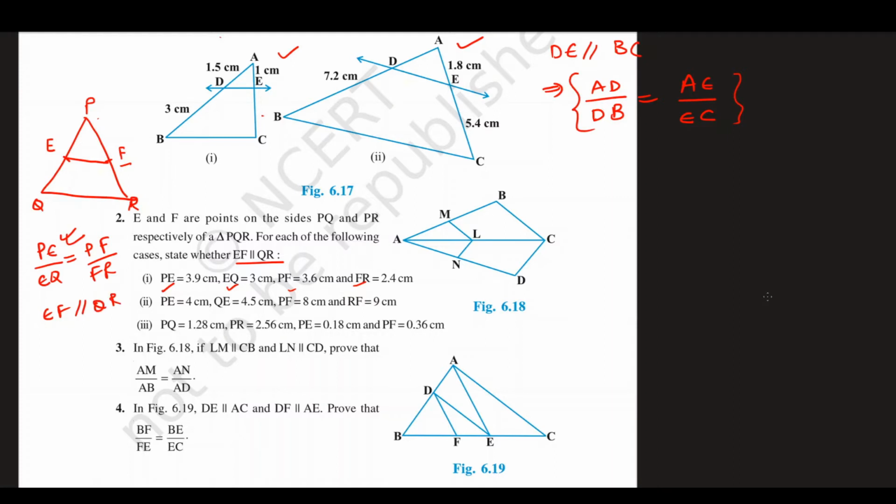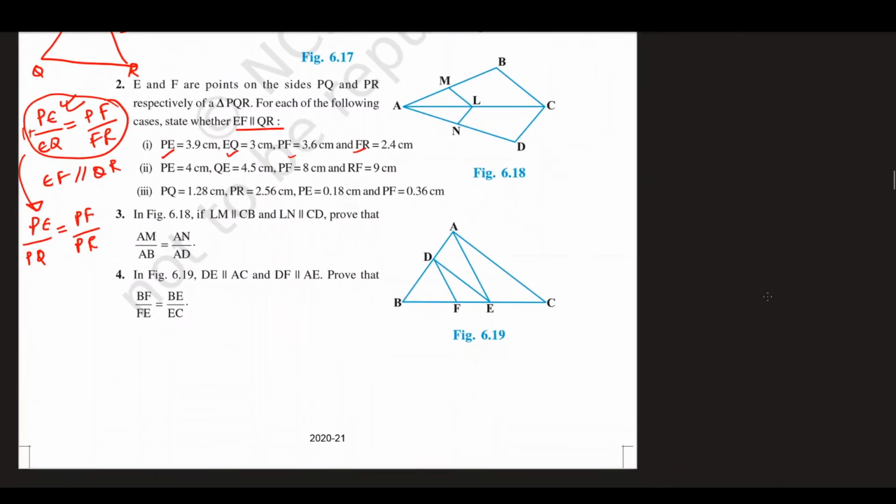Also, this rule is the same as PE upon PQ is equal to PF upon PR. Just add one to these and you will get this result. So just remember these two formulas. And then we have the third question.